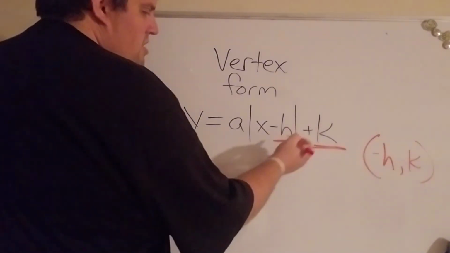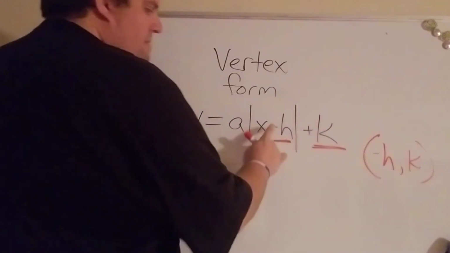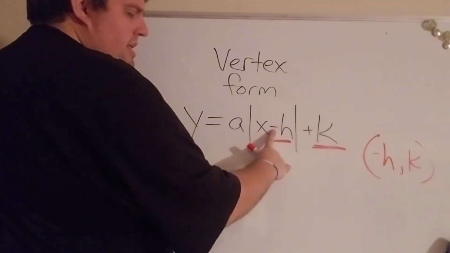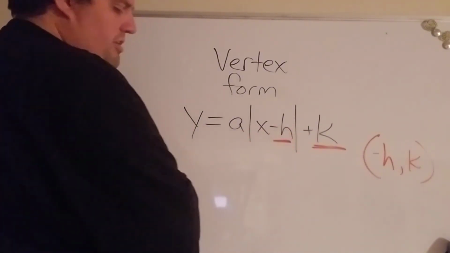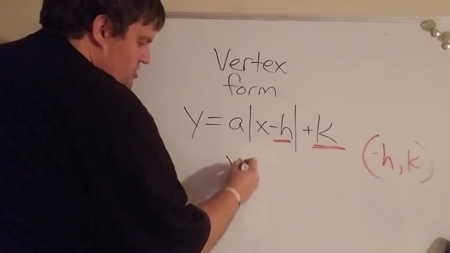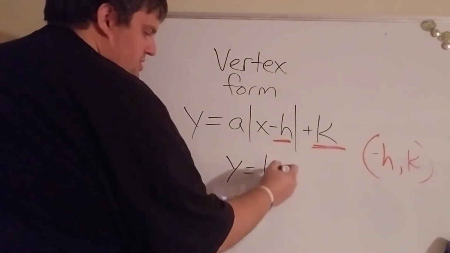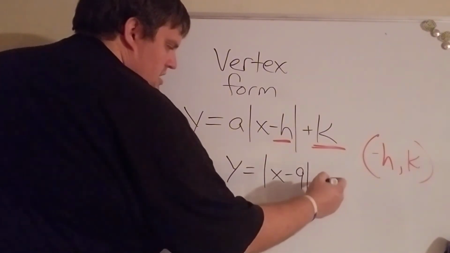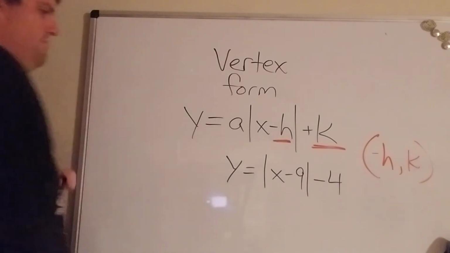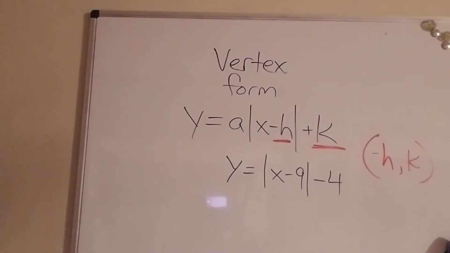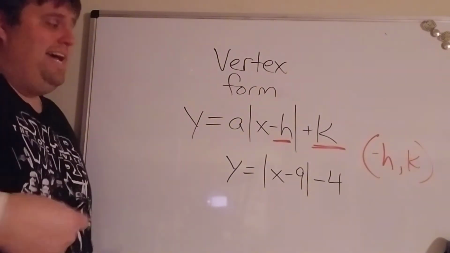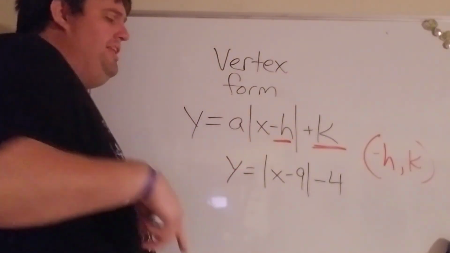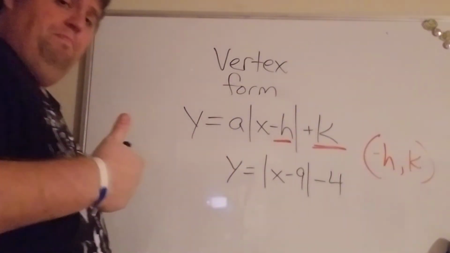Notice, why do we have minus h in here? Because this sign is always opposite, right? I'll show you in a second. Let's do that. I'll do it in black. Let's say I have the equation y equals the absolute value of x minus 9 minus 4. All right, it's in the exact same form. We don't have a number that's going to stretch it, so it just must be 1.